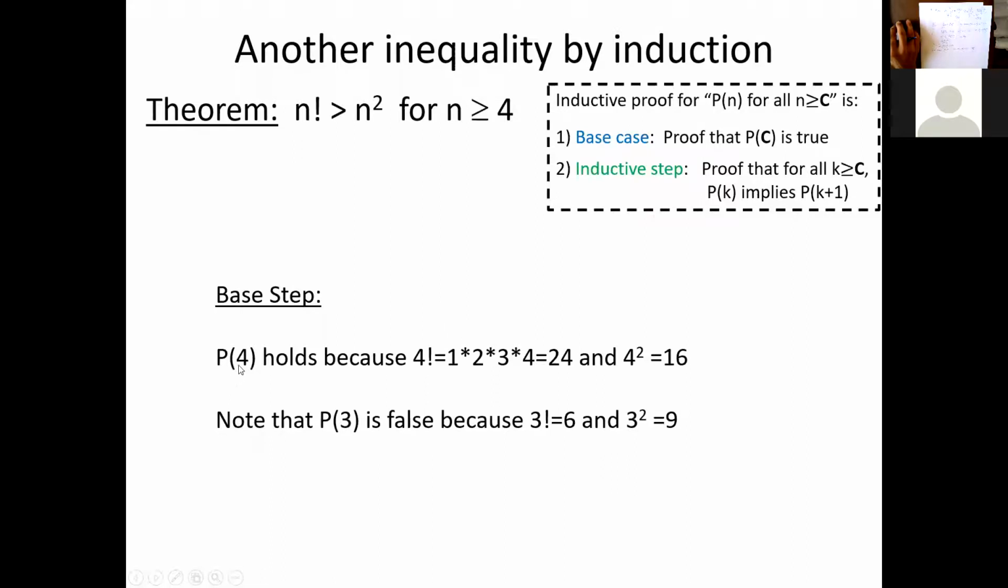So why does the predicate hold at n equal 4? Because 4 factorial, 1 times 2 times 3 times 4, that's 6 times 4, so 24. And 4 squared is 16. So factorial indeed overtakes the square at n equal 4. It does not overtake at n equal 3. 3 factorial is 6, and 3 squared is 9. So for 1, 2 and 3, this formula is wrong. For 4, it is true. And we claim that it's true for all integers higher.